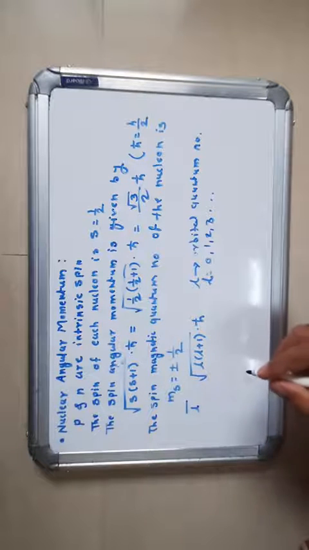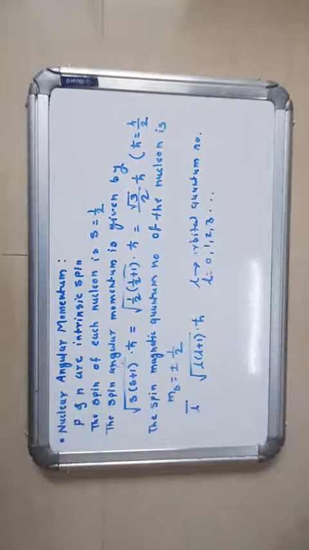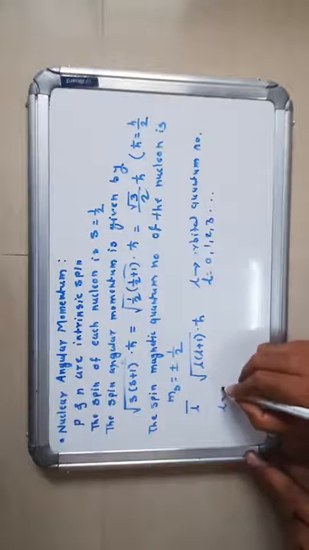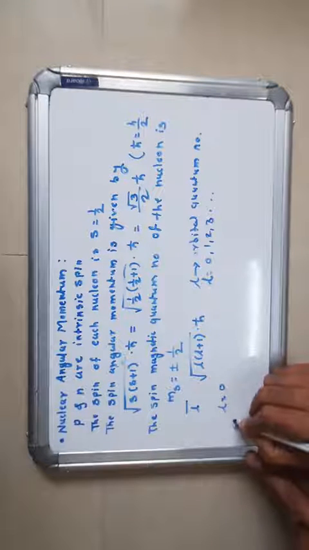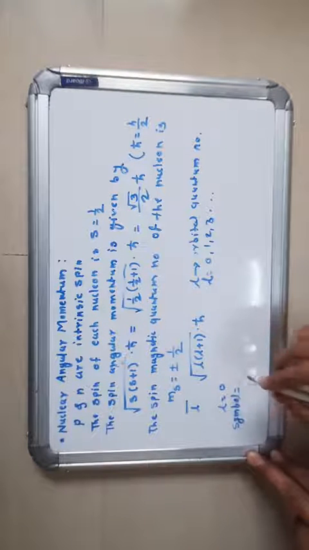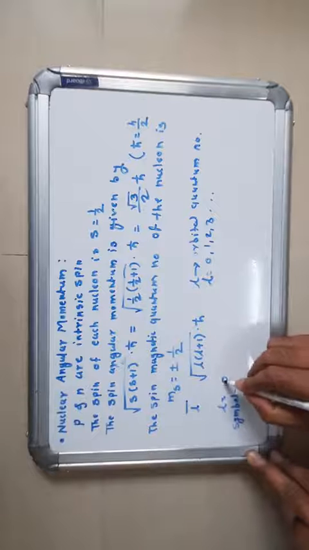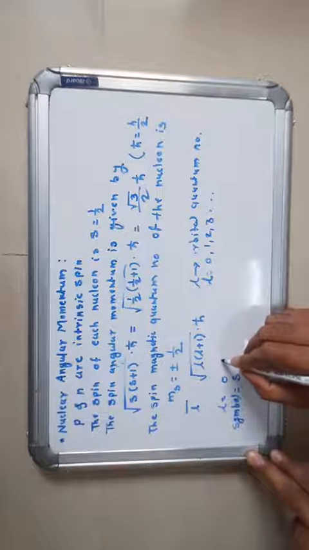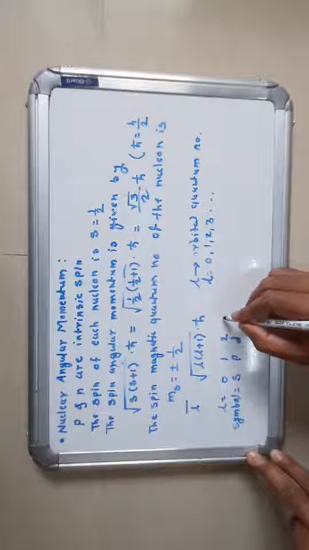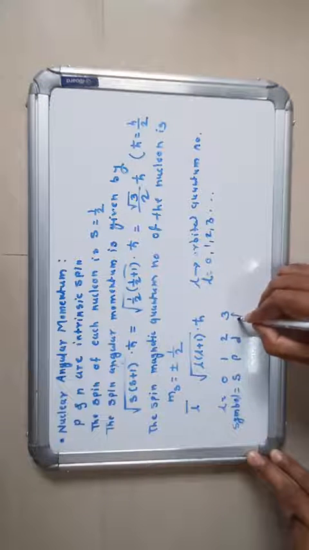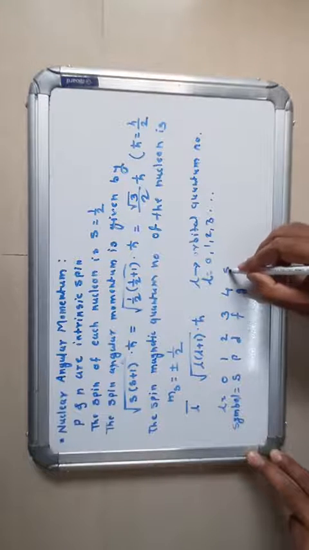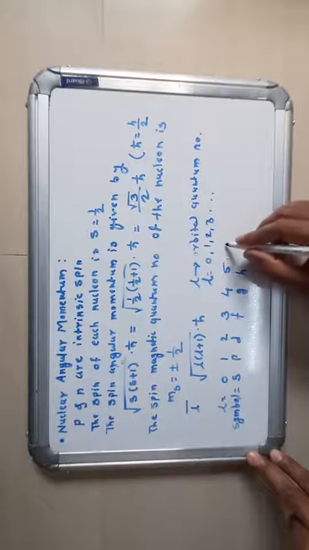Then the individual values of L are commonly designated by the following letter symbols. L equal to 0, the symbol is S. L equal to 1, P. L equal to 2, D. L equal to 3, F. L equal to 4, G. L equal to 5, H, and so on.